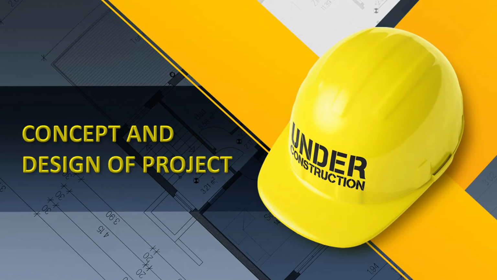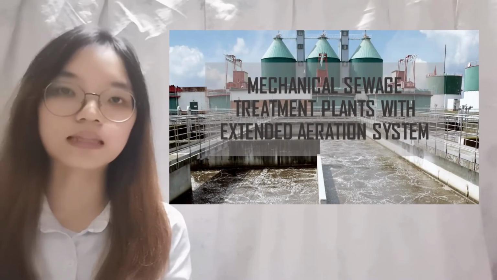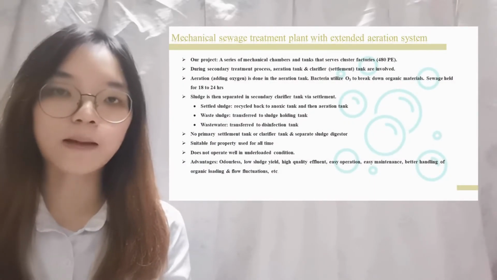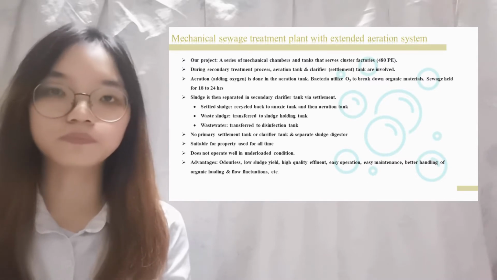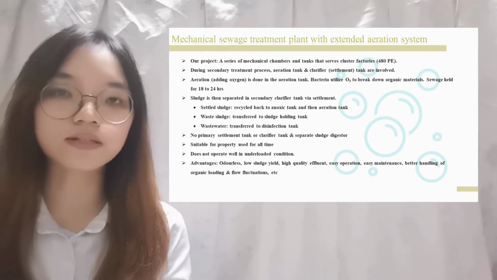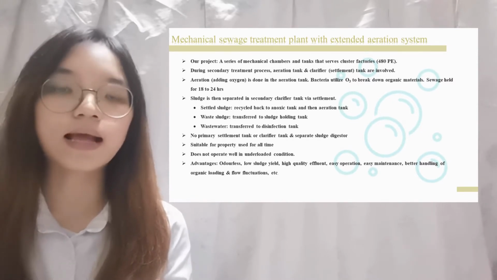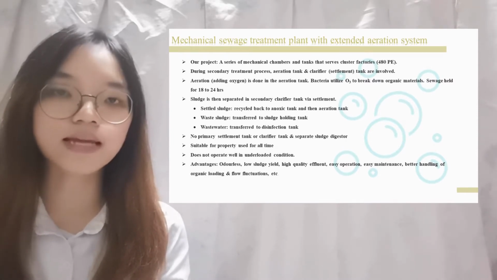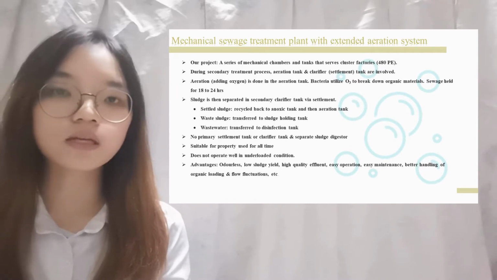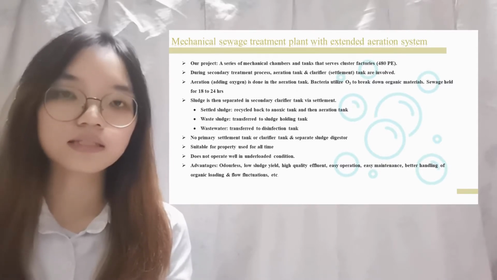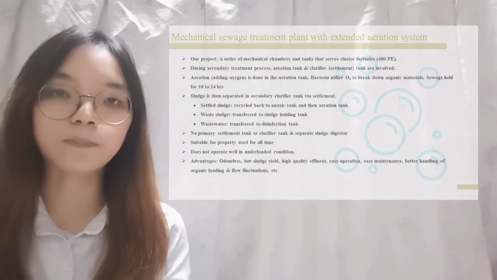Then I will explain the concept and design of the project. The system that applies in this project is a mechanical sewage treatment plant with extended aeration system, which consists of a series of mechanical cluster factories up to 480 population equivalent. In this system, there will be 3 stages of treatment process, which are physical process, biological and chemical process, and lastly, disinfection. The aeration system will use 2 compartments during the secondary treatment process. There is no primary settlement tank, primary clarifier tank, and separate sludge digester used in this system.